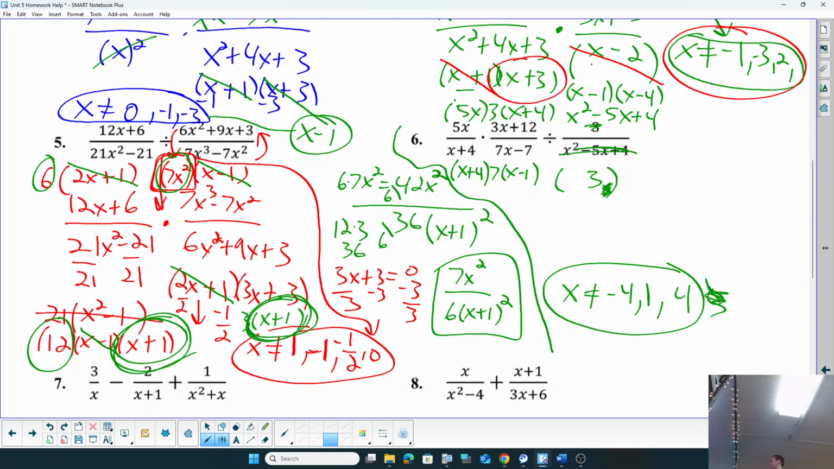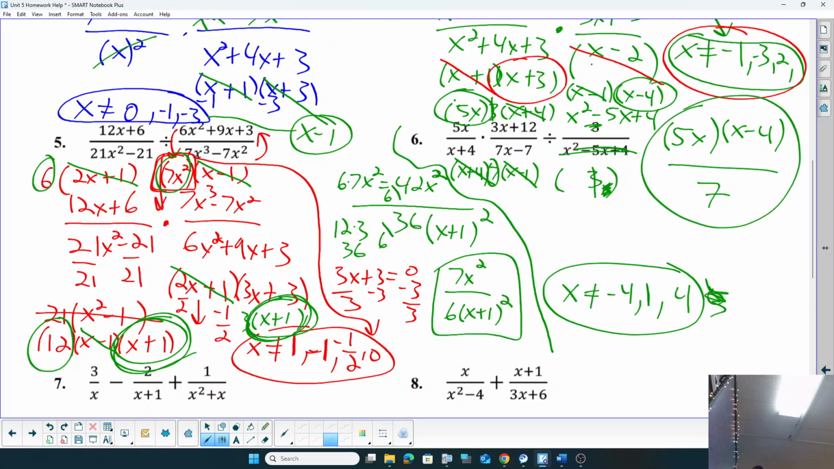Okay, here we go. What can cancel? The 3's can cancel. The x minus 1's can cancel. The x plus 4's can cancel. Then what do we have left? We have a 5x left, and we have an x minus 4 left, all over. In the bottom, all we have left is a 7. Wow, that's a crazy answer. Yep, that's what we got here. Looking good.